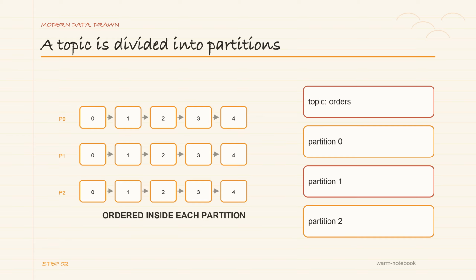Here is the simple picture to keep in mind. Read the drawing from one idea to the next. Topic: Orders, then partition 0, then partition 1, then partition 2.